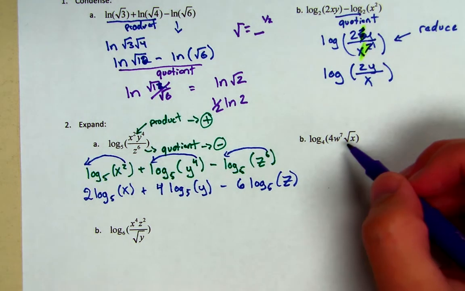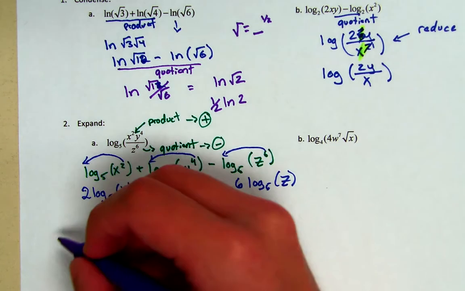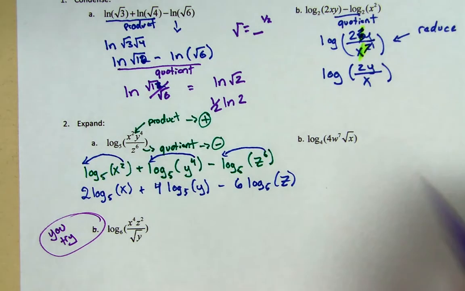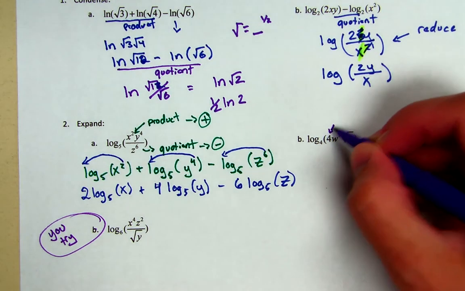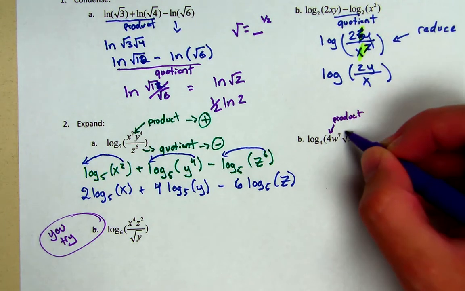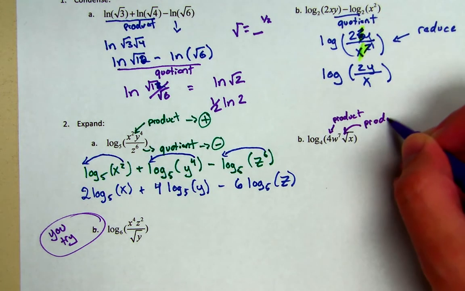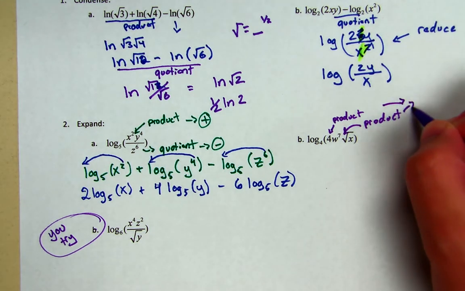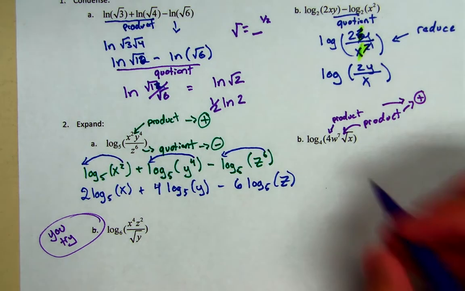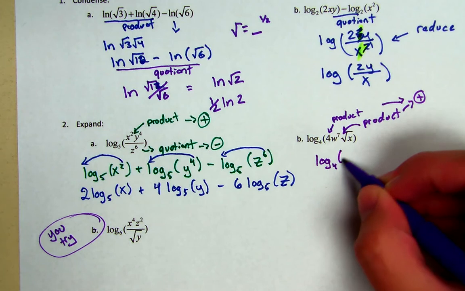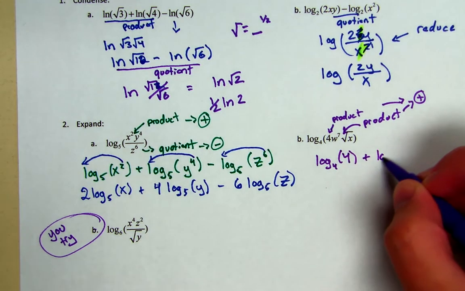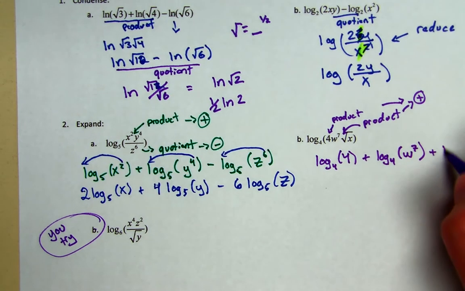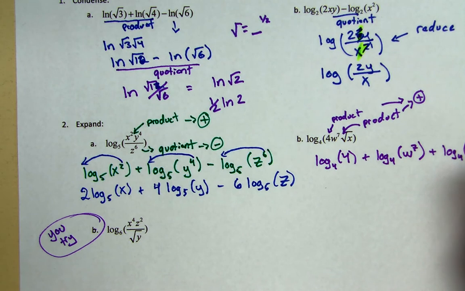Alright, and let's do this one, and the last one I'm going to have you do on your own. So this one you're going to try, and we're going to do this one together to finish it off. So I see there's a product here, and there's also a product here. So I have all adding going on. So this tells me I need to add twice. So I have log base 4 of 4 plus log base 4 of w to the 7th plus log base 4 of the square root of x.